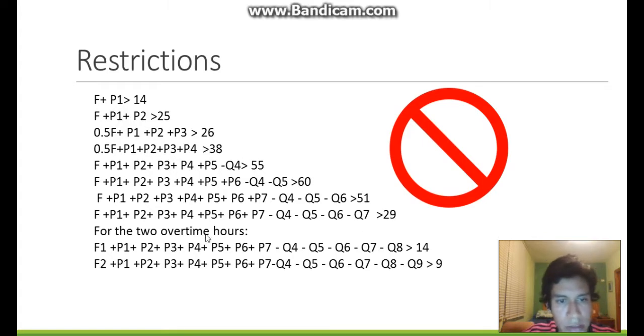For the last two restrictions, we have 2 overtime hours, and these restrictions go. The first one is F1 plus P1 through P7 minus Q4, 5, 6, 7 and 8 must be greater than or equal to 14. And the last one is F2 plus P1 through P7 minus Q4, Q5, Q6, Q7, 8 and 9 must be greater than or equal to 9.